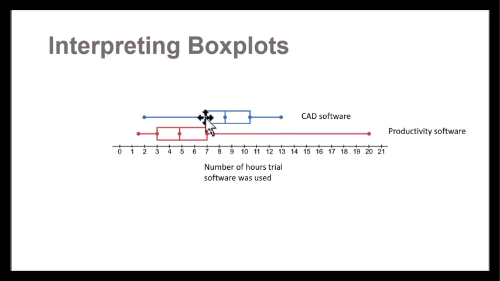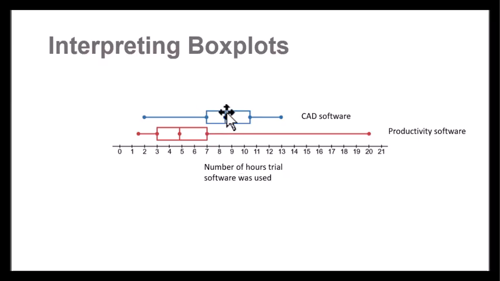We can see our box going from 7 to about 10.5, and the median line in the center of that box is at about 8.5. So when we plot these two related data sets, their box plots on the same number line, we can easily compare them. So I can see that the median usage of the CAD software was higher than the median usage of the productivity software. That median line is to the right for the CAD software.